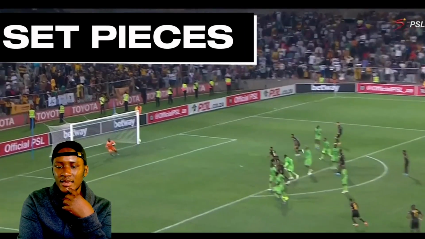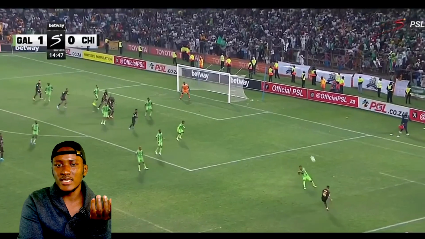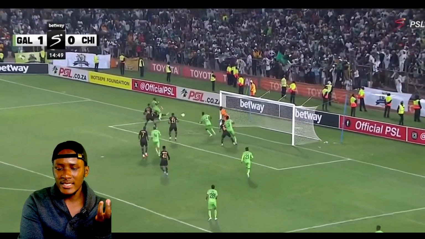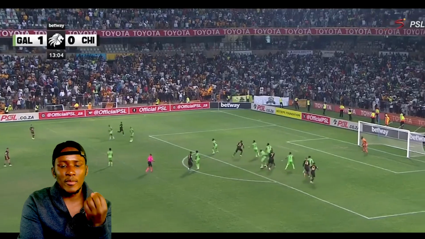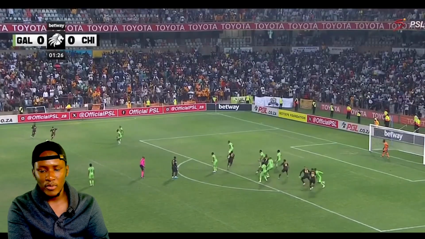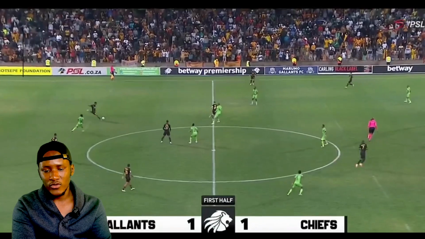Now, another thing is set pieces, right? Sereno, once again. It's him. It's the deliveries into the box. It's our people willing to try and head the ball, and we're getting chances as well from those.